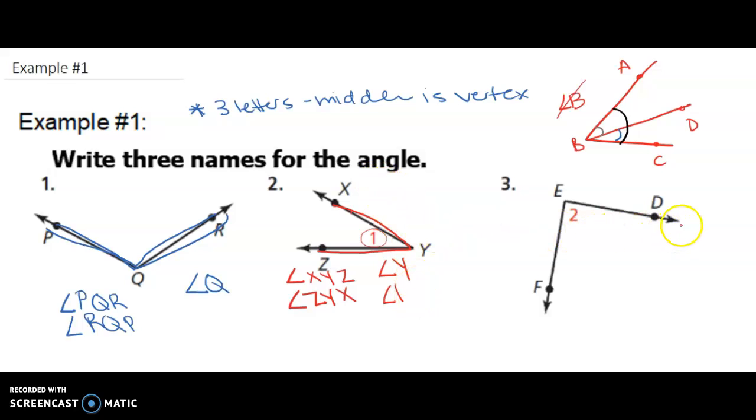Okay, now I want you to do number 3 by yourself. I know the instructions say 3, but I want you to come up with the 4 names that you could call this angle. Make sure you put your angle symbol. All right, you should have come up with angle 2, angle E, angle FED, and angle DEF. And those would be the only 4 ways you can name angle 3.